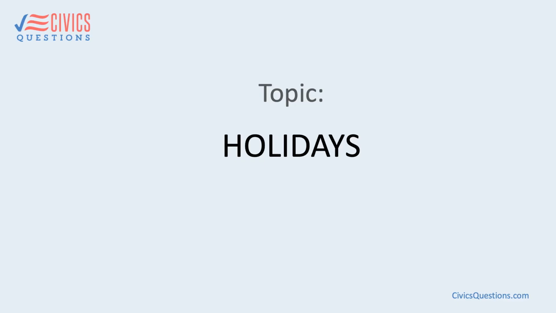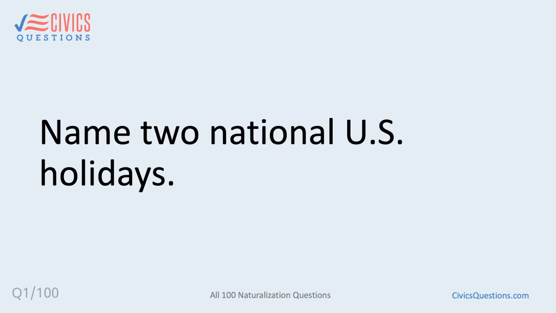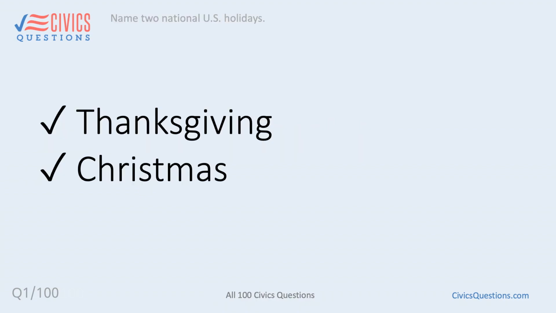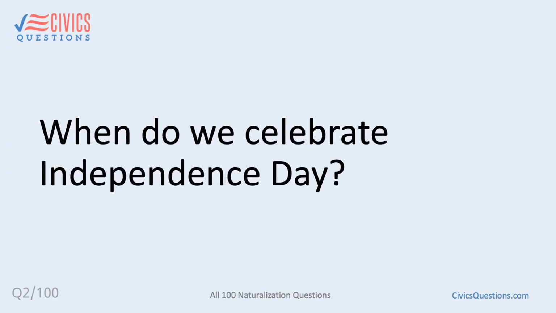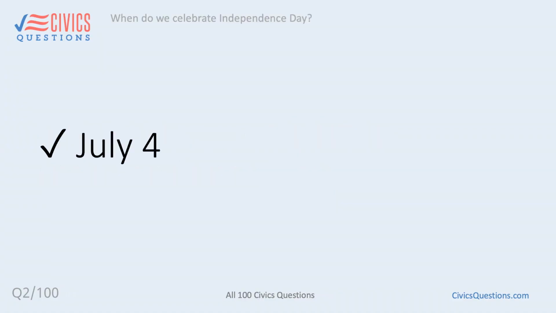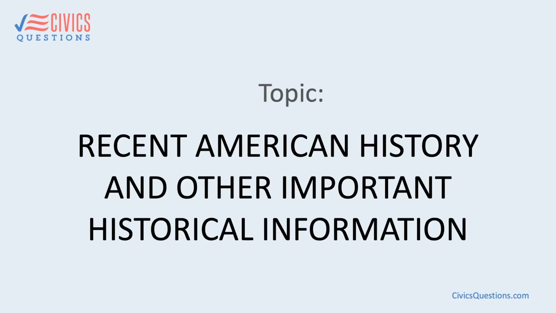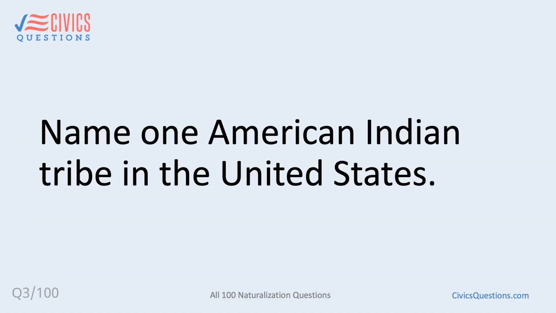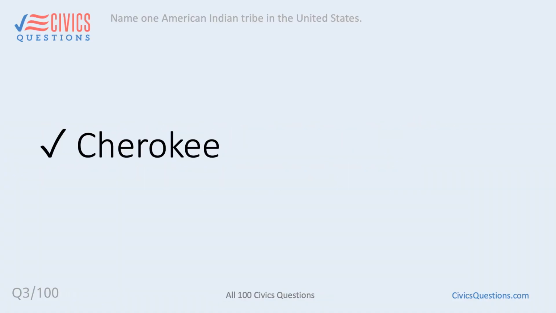Holidays. Name 2 national U.S. holidays. Thanksgiving, Christmas. When do we celebrate Independence Day? July 4th. Recent American history and other important historical information. Name 1 American Indian tribe in the United States. Cherokee.